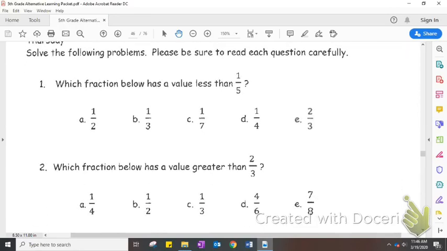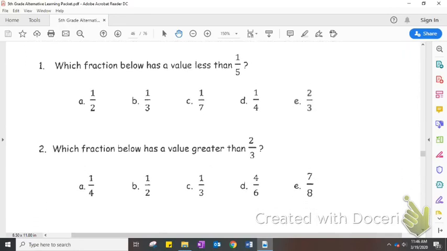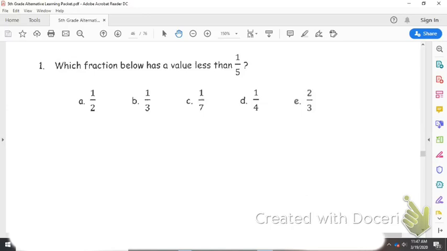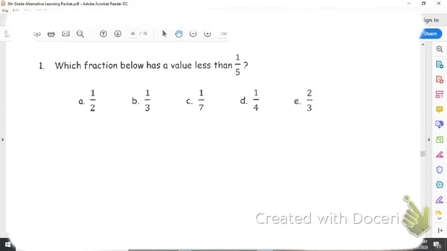All right, Thursday. Okay, I'm going to pause here for a second, not only because I need to readjust, but also because I know you don't have this in your packet. Just want to reinforce, you've got to access this online, or pause the video right now and just record this on a sheet of notebook paper, try it yourself, and then play the video and check in and see how you did. All right, so it says, what fraction below has a value less than 1/5?